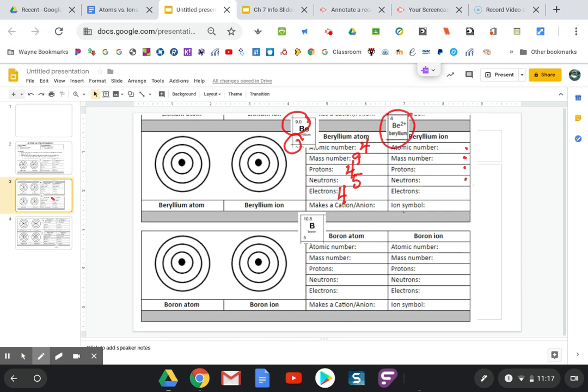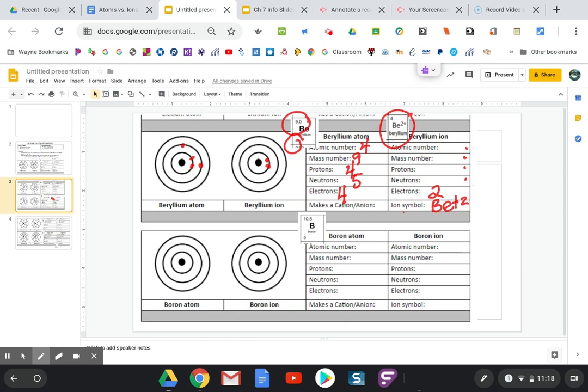Beryllium makes a +2 charge. We know that positive means we're going to take electrons away, so our ion is only going to have 2. So our atom gets 4, and our ion gets 2.